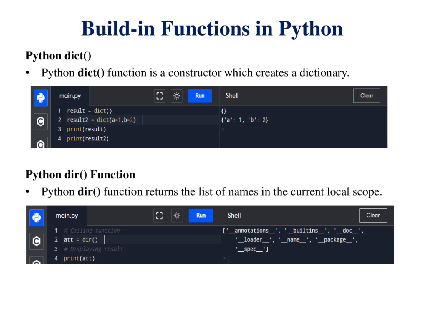The next one is Python dir function. Python dir function returns the list of names in the current local scope. I am going to call the function dir, then displaying the result. I am going to save the dir function to some variable A, then displaying the result, print A. The dir will give the output of the dictionary.